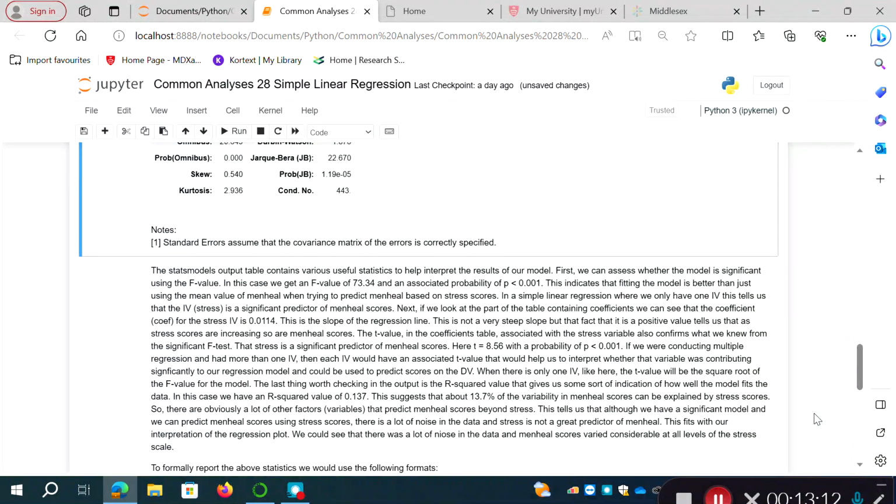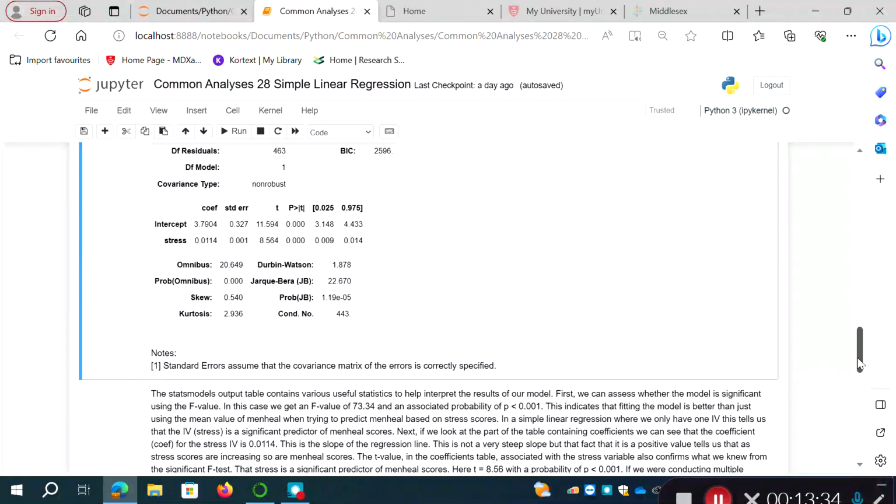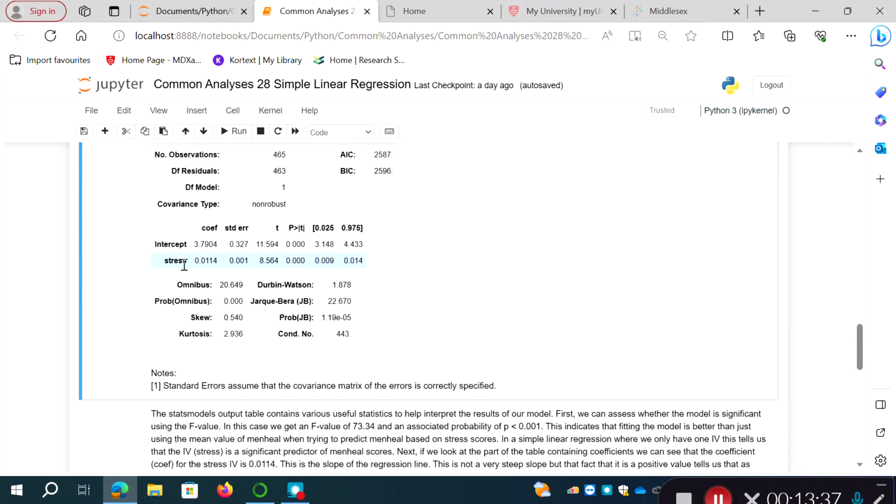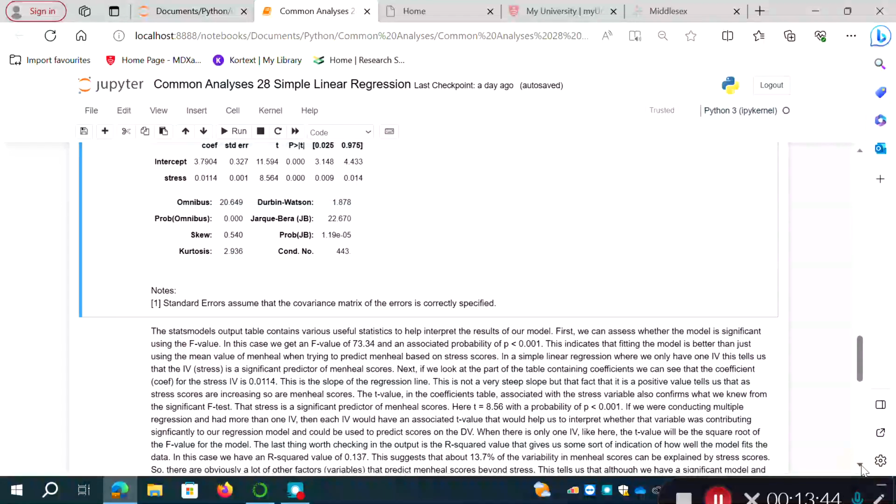So in a simple linear regression model where we have only one IV, this tells us that the IV stress is a significant predictor of mental health scores. So next, if we look at the part of the table containing the coefficients, we can see that the coefficient for stress is 0.0114. So let's go back and have a look at that. So you can see here, this bit of table, stress, coefficient, 0.0114. That's the slope of the line, of the regression line, essentially.